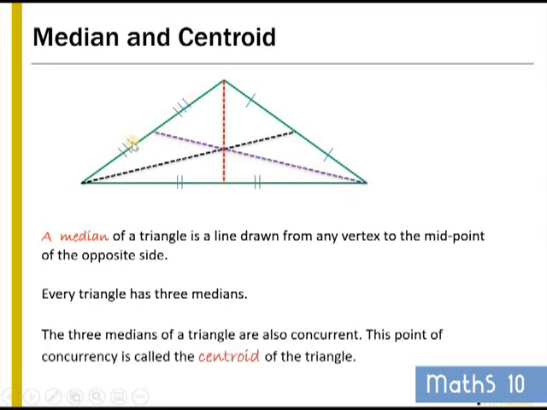The 3 medians of a triangle are also concurrent. That means that they all meet at the same point. This point of concurrency is called the centroid of the triangle.